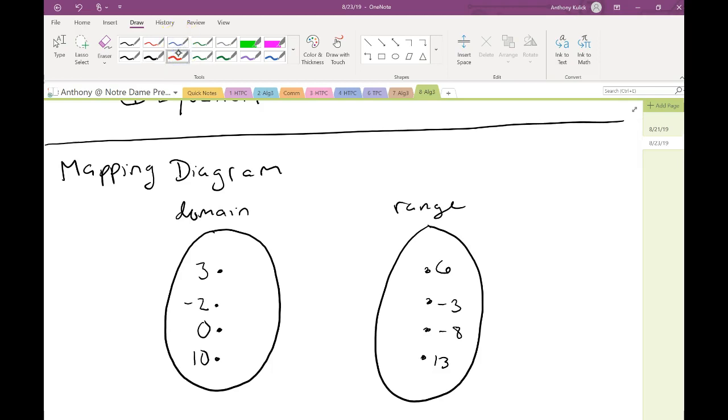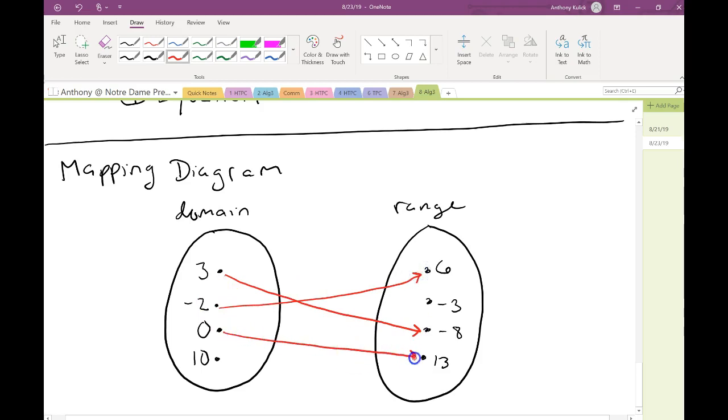Now what we'll do is we'll draw an arrow from the domain to the range representing how the numbers are paired together. So maybe 3 pairs with -8, -2 pairs with 6, 0 pairs with 13, and 10 pairs with -3. And I'm just making this up, right? This would be what you'd look at on a problem, already put together. So this is what a mapping diagram would look like.